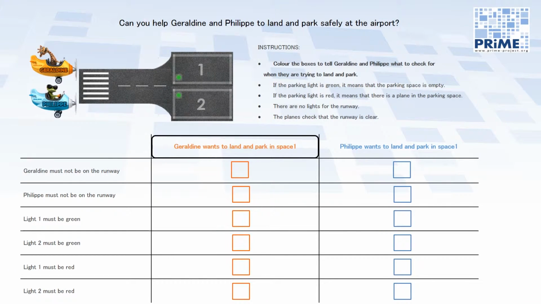For example, when Geraldine wants to land and park in space 1, she needs to check whether Philippe is on the runway or whether light 1 is green, indicating that the parking space 1 is free. Without these safety conditions, an accident can happen.